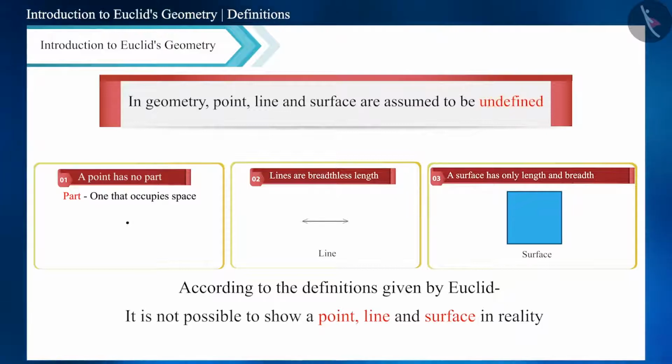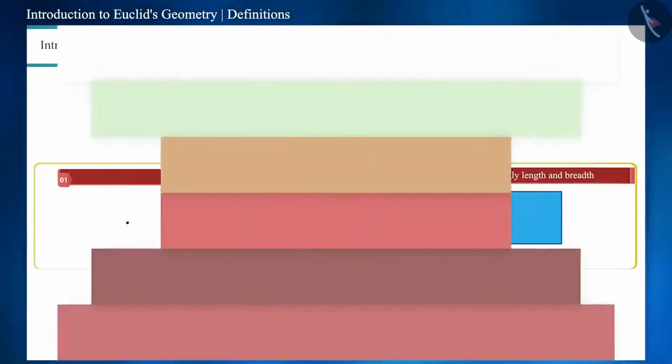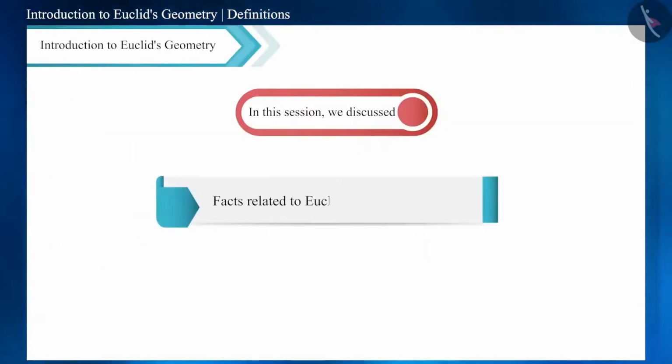So friends, that's all in this session. Today, we discussed some facts related to Euclid's definition.